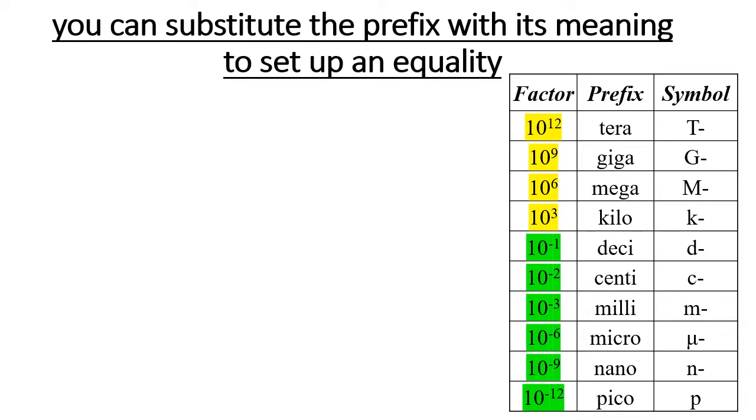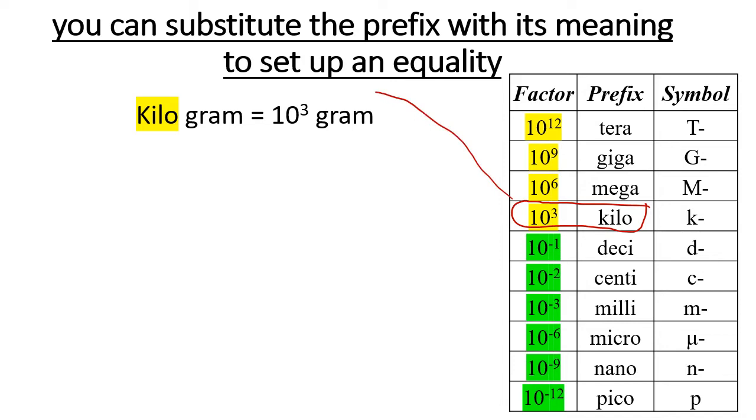So one of the things we can do to find an equality easily is to substitute the definition of the prefix into its location on the equality. So here's an example. If I have kilogram, I can replace kilo with its definition. And so kilo means 10 to the third. And so I can take this definition of kilo and basically do a substitution. I take the kilo off and replace it with 10 to the third power. So 1 kilogram then is equivalent to 10 to the third, or 1,000 grams.